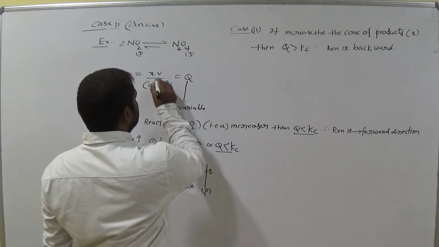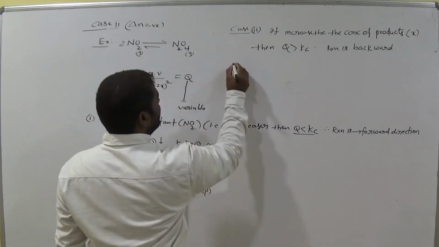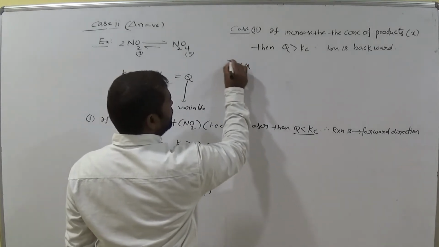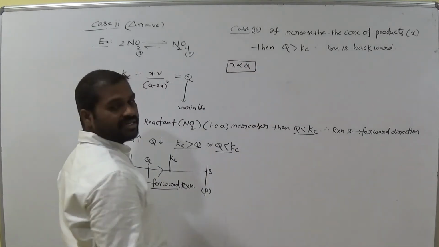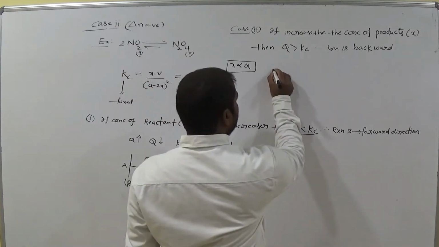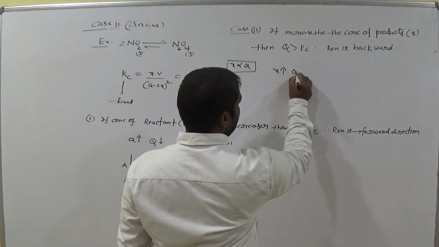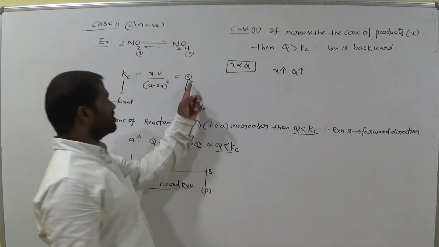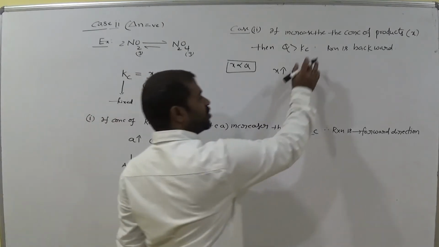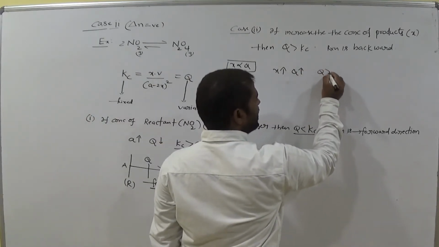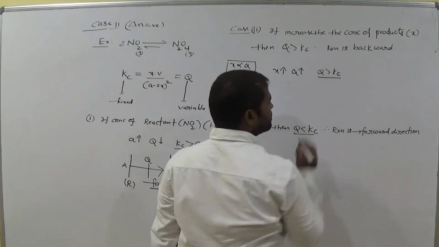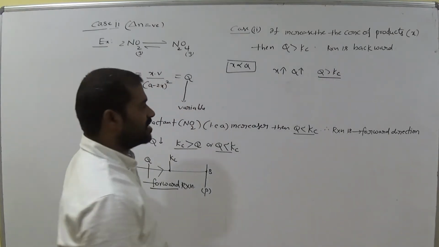Here X is directly proportional to Q, am I right? So what happens when X increases? Q also increases, or not? Increasing Q means Q is greater than Kc. Q is greater than Kc.